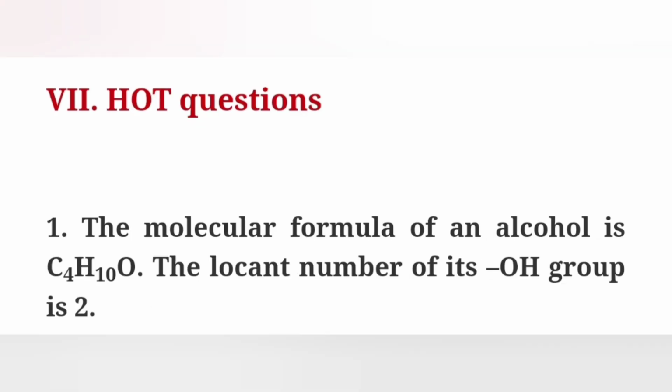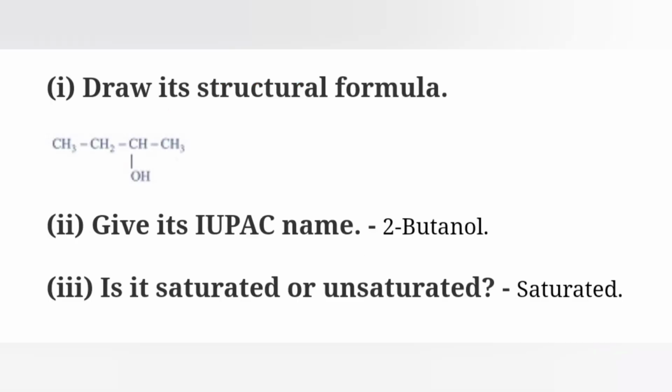Seventh, HOTS questions. First one, the molecular formula of an alcohol is C4H10O. The locant number of its -OH group is 2. First point, draw its structural formula. Note the formula. Second point, give its IUPAC name. Butan-2-ol. Third point, is it saturated or unsaturated?